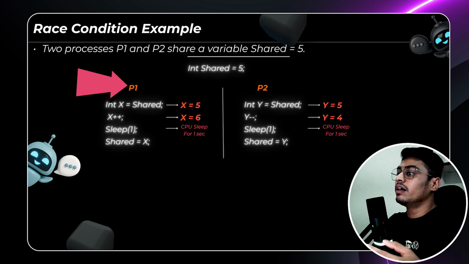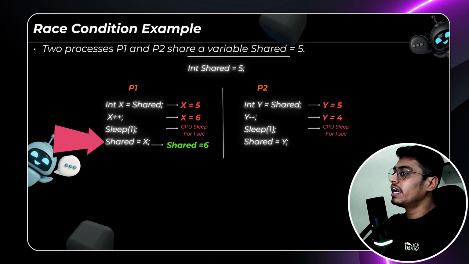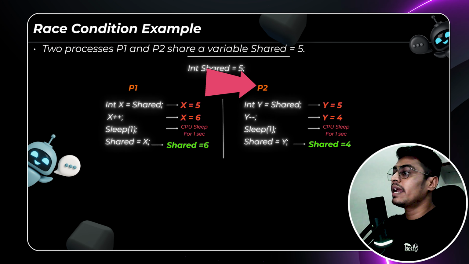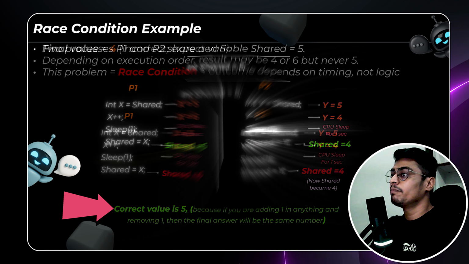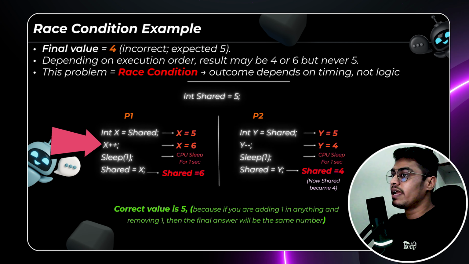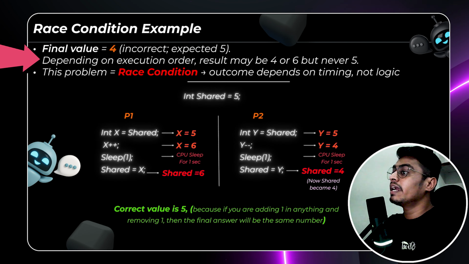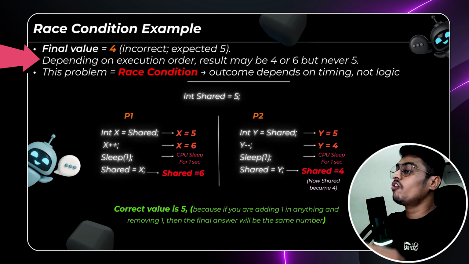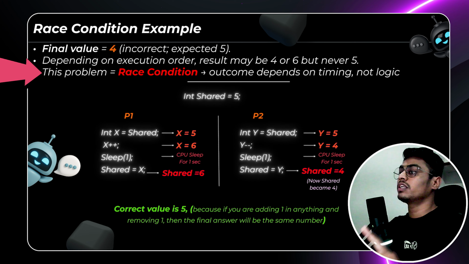Now the CPU will switch back to P1. P1 resumes and executes shared = x, so shared becomes 6. Now P2 resumes and executes shared = y, so shared becomes 4. So the final value is 4. But is it right or wrong? It is wrong because it should be 5, since we added 1 and subtracted 1 from the original value. This incorrect result occurs because the processes aren't synchronized. Depending on the execution order, we might get 4 or 6 but never the correct answer of 5. This problem is called a race condition. Different outcomes are racing to win, and the result depends on timing rather than logic.